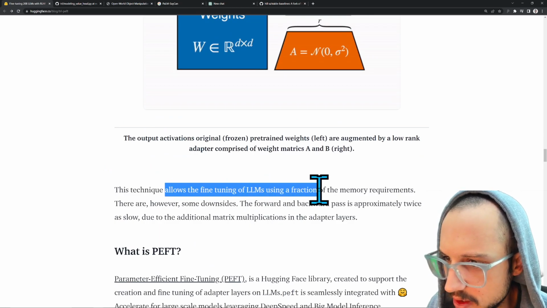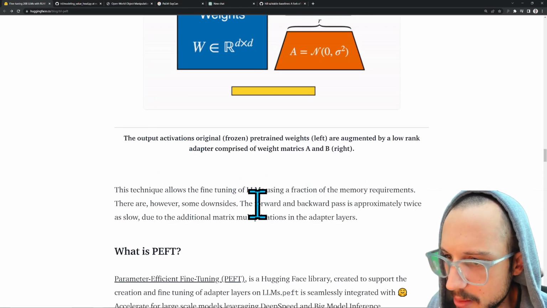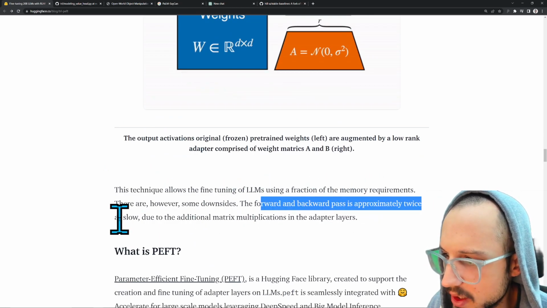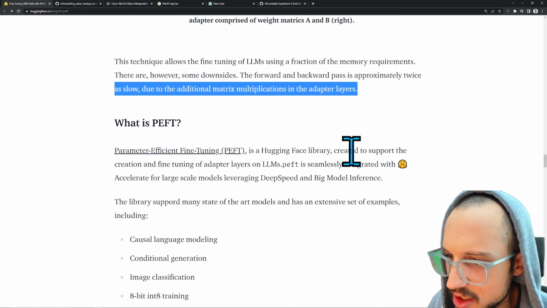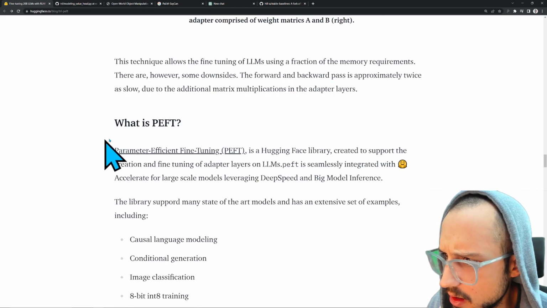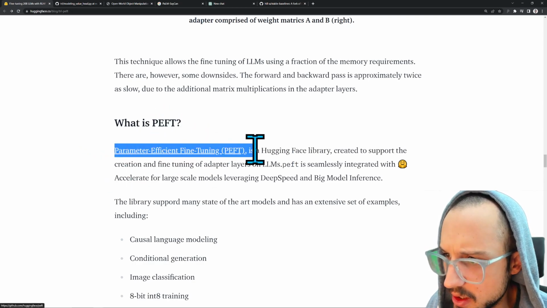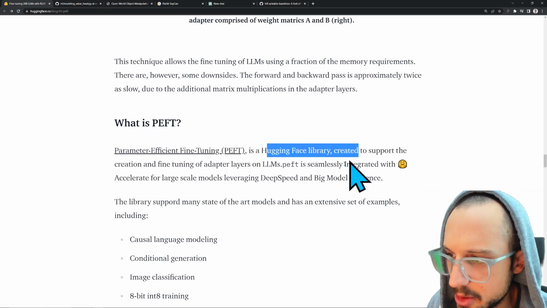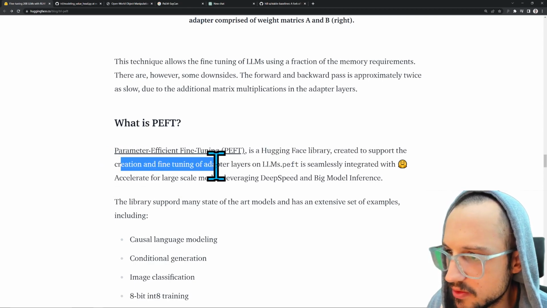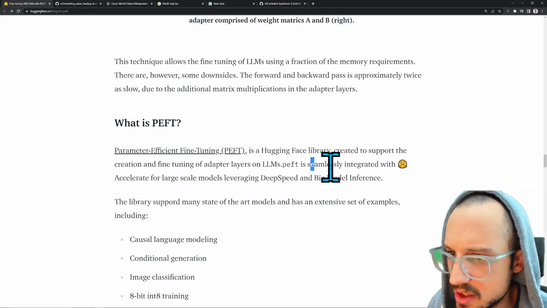This technique allows fine-tuning LLMs using a fraction of the memory requirements. The forward and backward pass is approximately twice as slow due to the additional matrix multiplications. PEFT, Parameter Efficient Fine-Tuning, is a HuggingFace library created to support the creation and fine-tuning of adapter layers on LLMs.